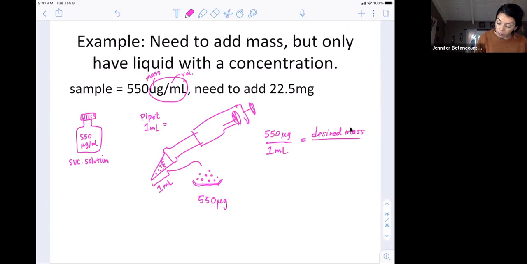Okay, that's like your protocol says, I want 22.5 milligrams. And so what you have to figure out is the amount that you have to set your pipette to or pour into a graduated cylinder so that when you do, you're actually taking your desired mass. Okay? Anytime you have a ratio set up like this, you do crisscross multiplication.